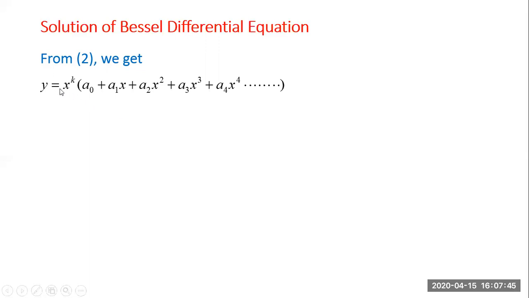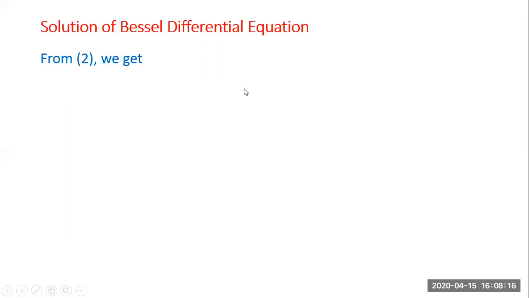So y is equal to x power k into a0 plus a1x plus a2x² and so on. So in this series, we know a1 is 0, a3 is 0, a5 is 0, and so on. So all a's with odd suffixes are zeros. So we don't get the terms containing the odd powers of x. So ignore all the terms containing odd powers of x. Now only substitute a2 value, a4 value, a6 and so on.